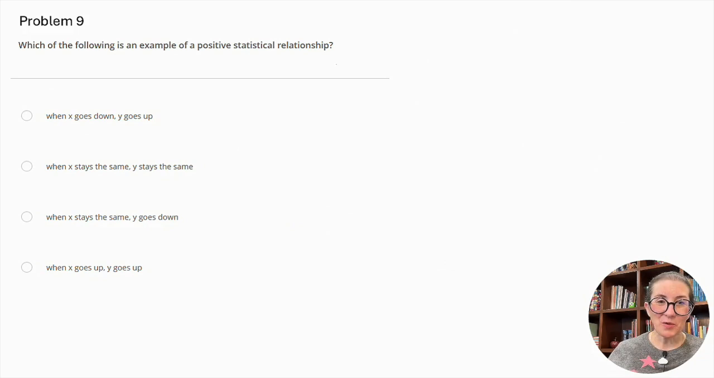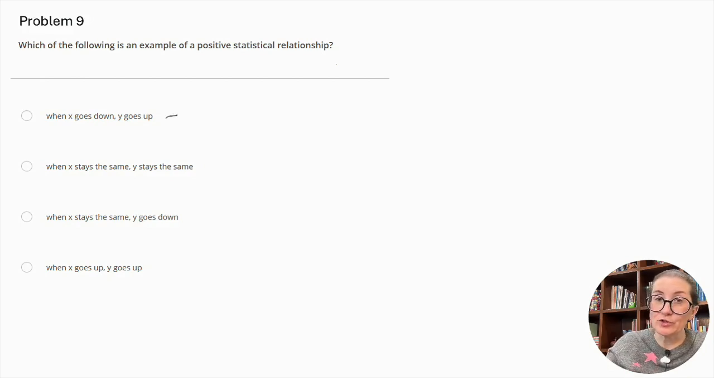Problem number 9. Which of the following is an example of a positive statistical relationship? When x goes down, y goes up. When x stays the same, y stays the same. When x stays the same, y goes down. Or when x goes up, y goes up. A positive statistical relationship between two variables means that as one variable increases, the other variable also increases.